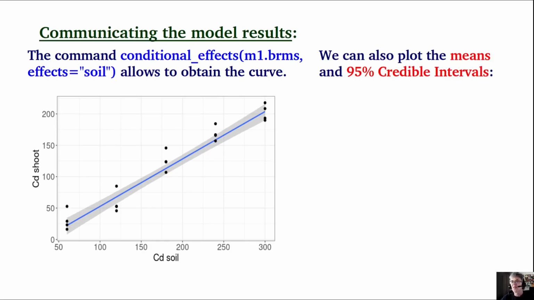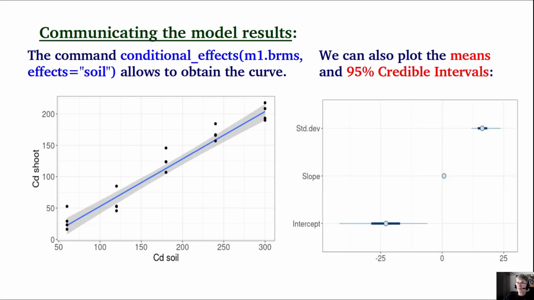We can also plot the means and the 95% credible intervals of the estimated parameters, which is simply this, and this is very handy. The light blue lines correspond to the 95% credible intervals, and the dark blue lines correspond to the 50% credible intervals, which we now obtain. For the slope, of course there are credible intervals. It's just that we don't see them because their magnitude is very small compared to the magnitudes of the other parameters here plotted.